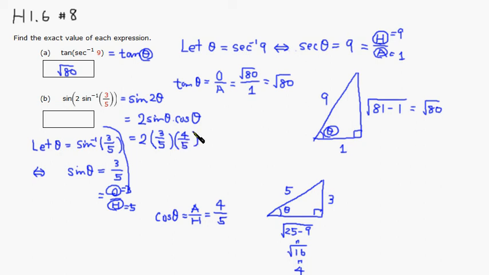Then we can just multiply it all out. 2 times 3 is 6, 6 times 4 is 24, and 5 times 5 is 25. So the value of this is 24 over 25. That's it. I hope that this was clear.